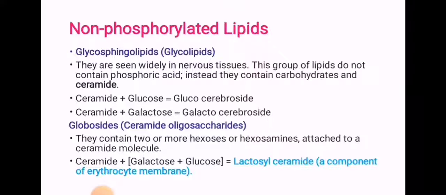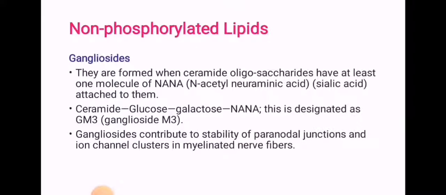And what is a globoside? It is a ceramide oligosaccharide, that is, it contains two or more hexoses or hexosamines attached to a ceramide molecule. Ceramide plus lactose is lactosyl ceramide, a component of the erythrocyte membrane. Gangliosides are formed when ceramide oligosaccharides have at least one molecule of N-acetyl neuraminic acid or sialic acid attached to them. Lactosyl ceramide with NANA is designated GM3, that is ganglioside M3.